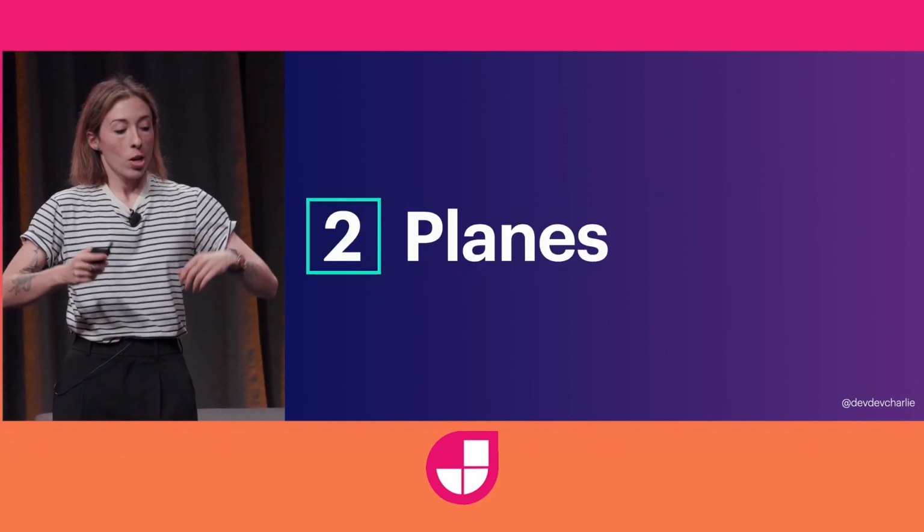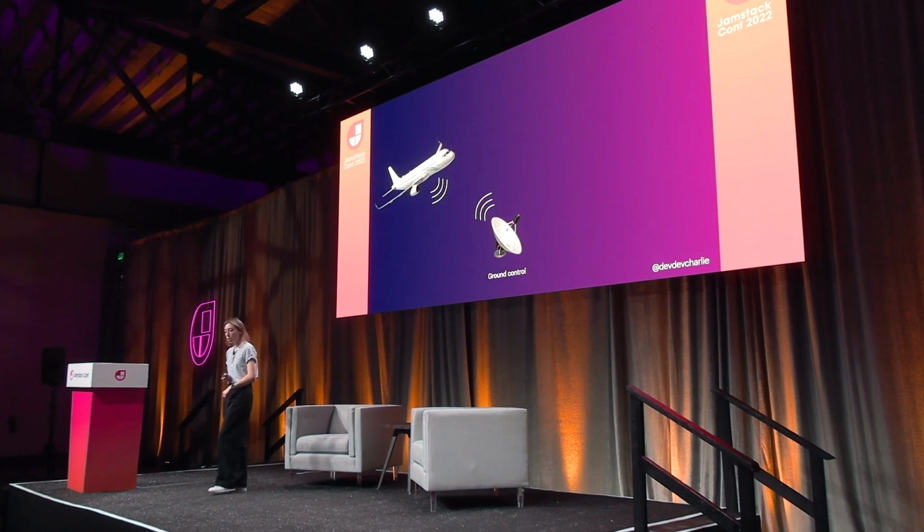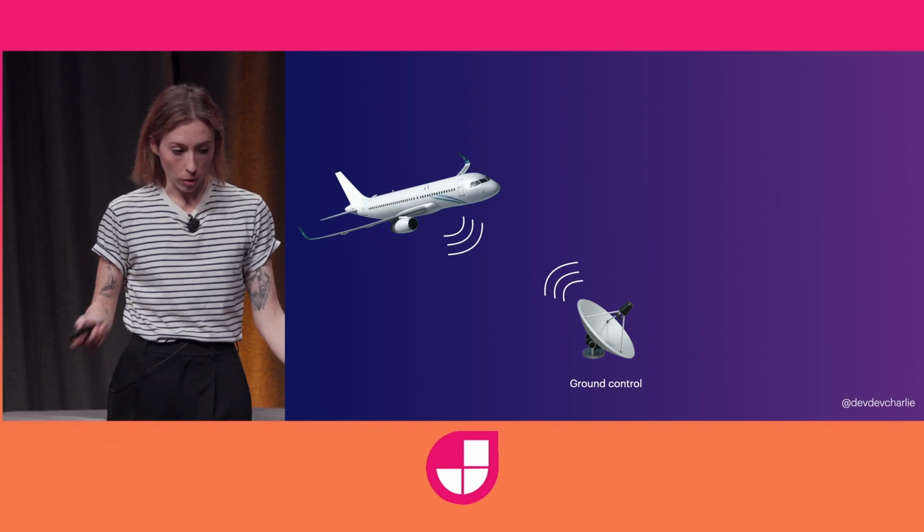Okay, but what does it have to do with planes? All right, so let's talk briefly about planes. Planes transfer data all the time. They have a lot of different sensors. They have to know their speed, latitude, and longitude, and they have to transfer that all the time to ground control, to antennas on the ground that then relay the information to ground control.